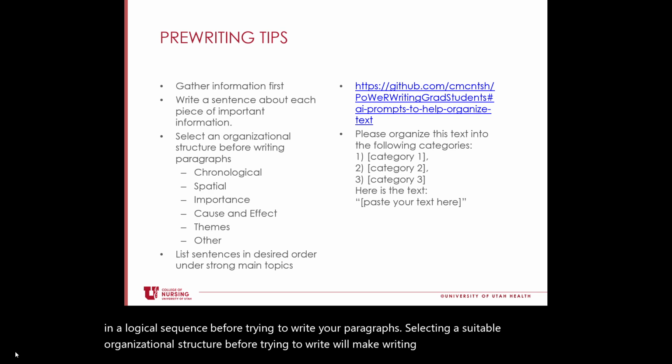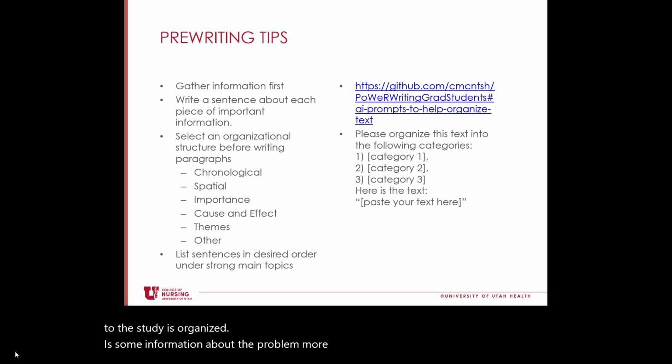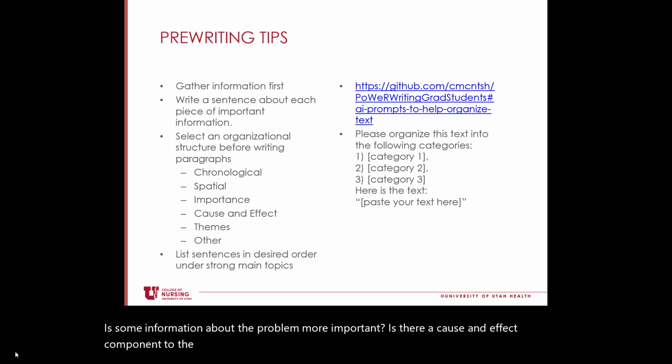Is there a chronological order to the information? Is there some sort of spatial way important information relevant to the study is organized? Is some information about the problem more important? Is there a cause and effect component to the problem? Should things be logically presented in themes? There are many potential ways to organize and present information.